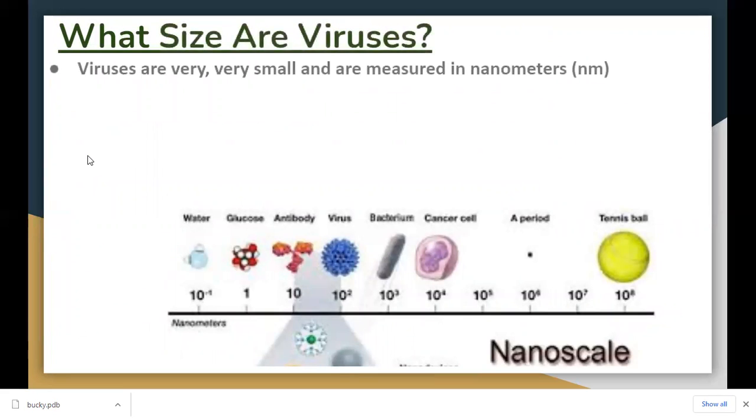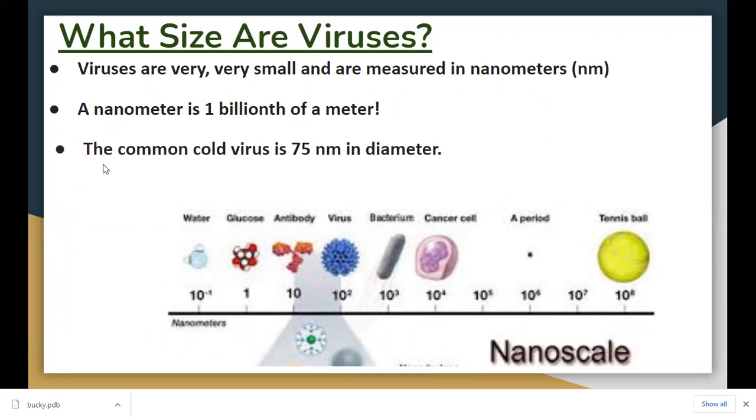What size are viruses? Well, viruses are very, very small and are measured in nanometers. A nanometer is 1/1000th of a micrometer. The common cold virus is 75 nanometers in diameter. A red blood cell, in comparison, is 7,500 nanometers. And at the bottom there, you'll see some other things and how many nanometers they are. And you can see where the virus falls in relation to some of those other things. So the masks that we wear for the coronavirus are really not doing anything because the coronavirus is so very small, it can get right through the little fibers of the mask.